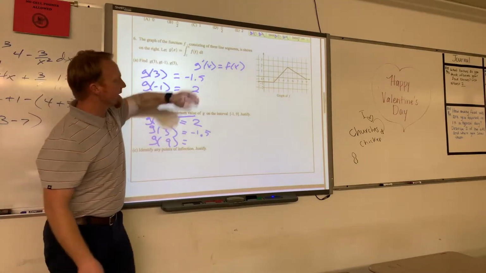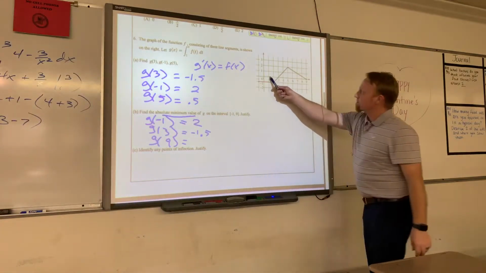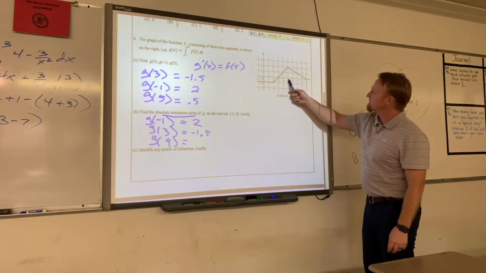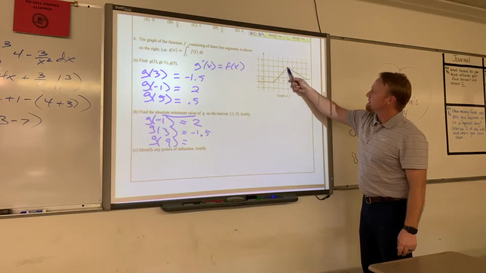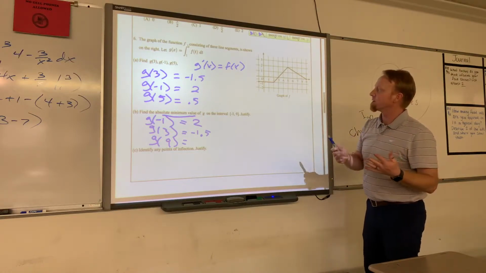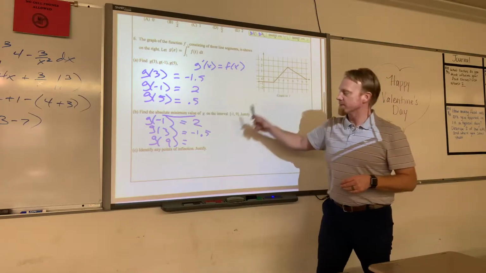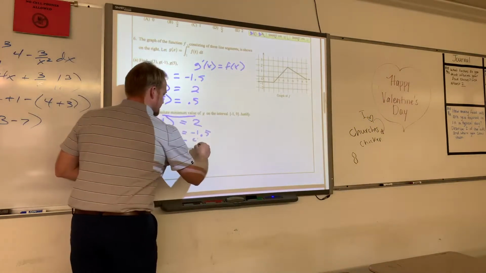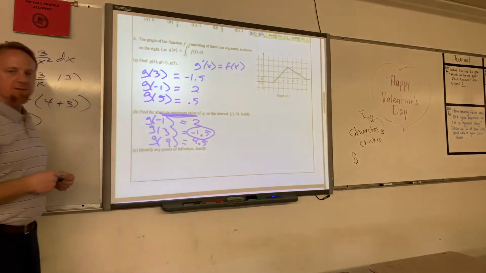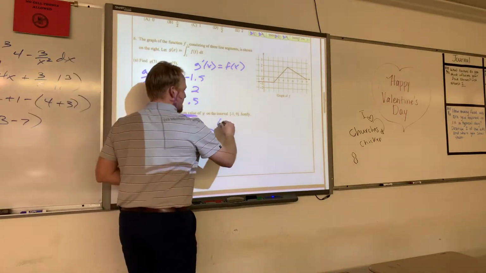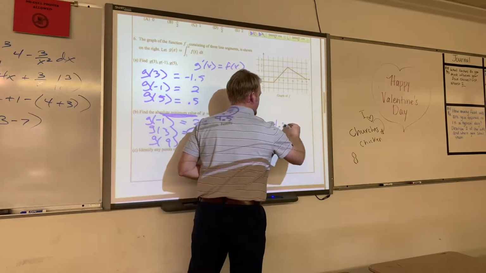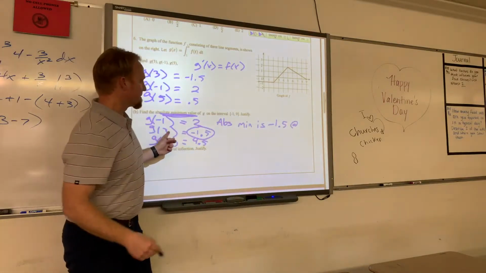So the area from 1 to 9. I already know from 1 to 5 we said was 0.5, so I just need to figure out what this is here. 1, 2, 3, 4 times 2, so 1/2 times 2 times 4 is going to give me 4. I take this plus 4, that's going to be 4.5. I'm looking for the absolute minimum value. There's my smallest. So the absolute minimum is -1.5 at x equals 3.